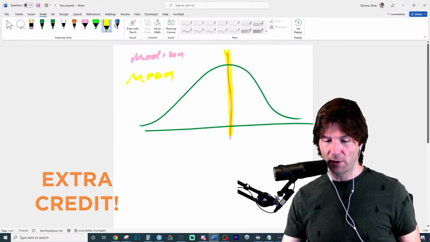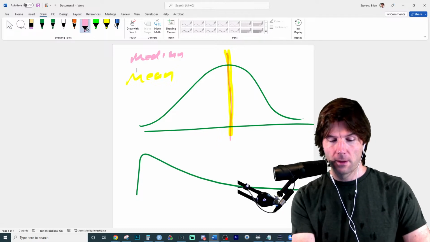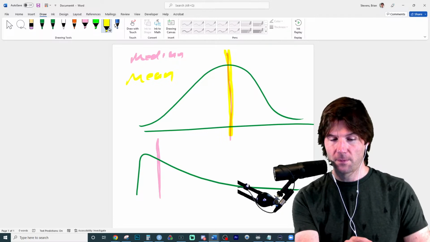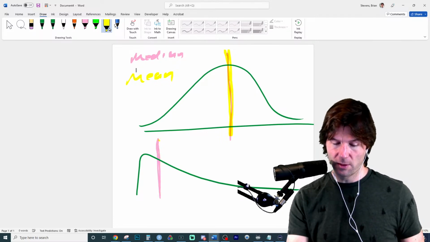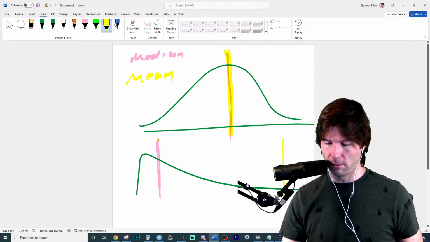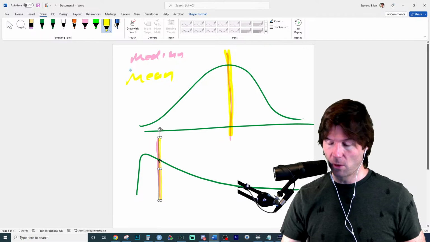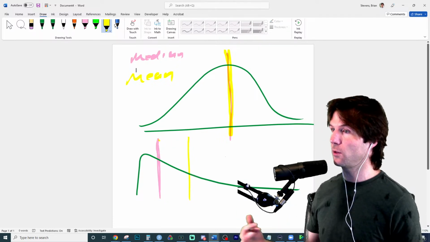So now let's do another example, which we have right here. If we have right skew data, then we have the median right here, and the mean's going to be where now? So think about this. Don't worry about the line. The mean is going to go where? To the right, exactly. Does that make sense? So the mean follows the skew.